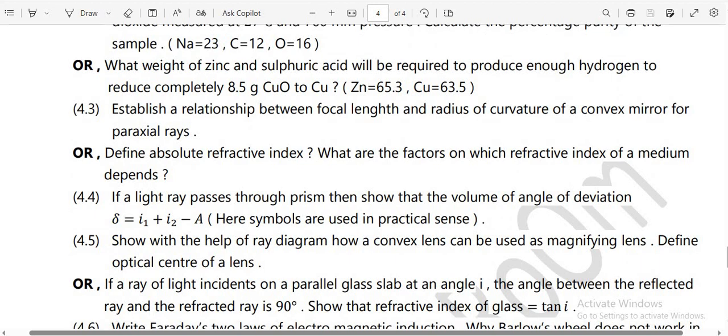4.5 Show with the help of a ray diagram how a convex lens can be used as a magnifying lens. Define optical center of a lens.